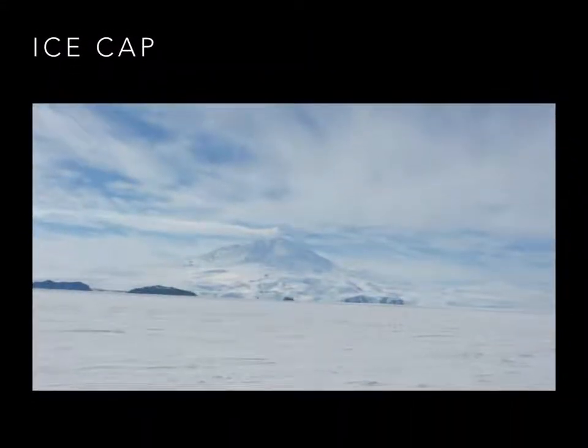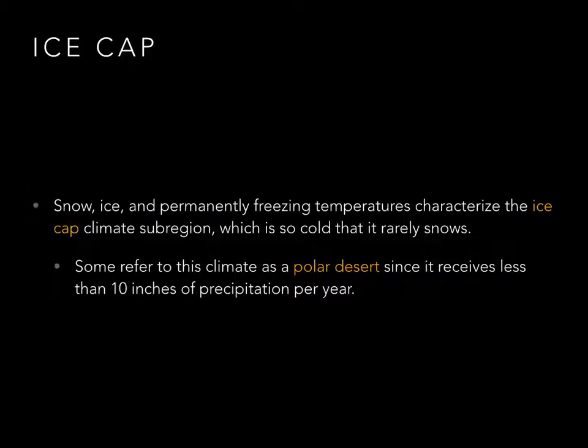Ice cap. Snow, ice, and permanently freezing temperatures characterize the ice cap climate subregion. It's so cold here that it rarely snows. People call this the polar desert because there is less than 10 inches of precipitation per year.